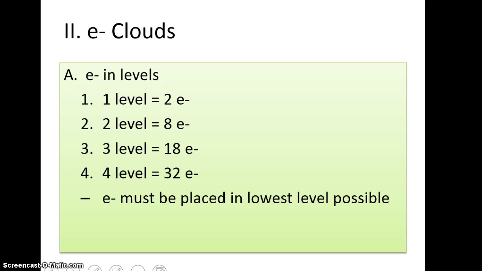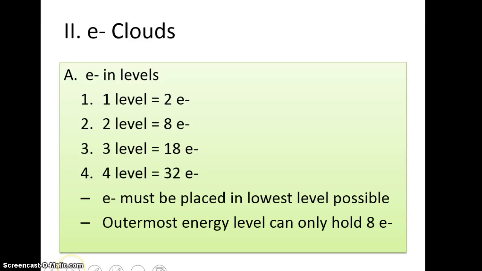Electrons must be placed in the lowest level possible. They have to be in the lowest level possible. And the outermost energy level of any atom can only hold 8 electrons.